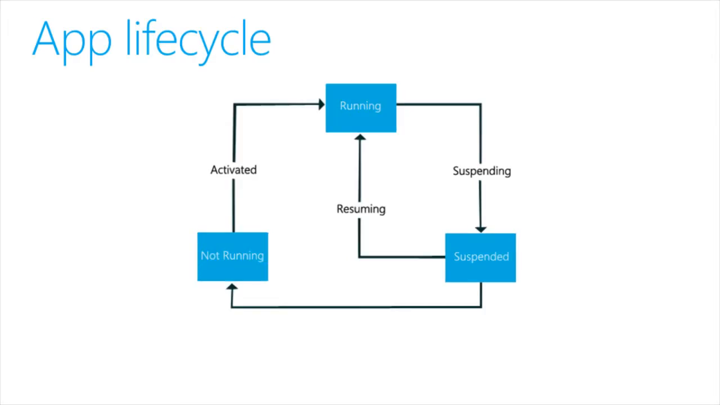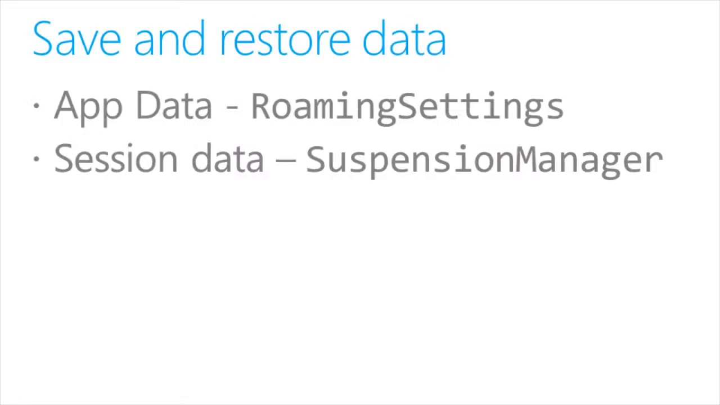There are two types of data for you to manage in your app: app data and session data. App data is persistent across sessions and must always be accessible to the user. To store our app data, we'll use the roaming settings property of the application data container class. The roaming settings app data container makes it easy to store data in a way that's accessible to the user across multiple machines, like a home and work PC. The data is automatically uploaded to the cloud in the background for you.